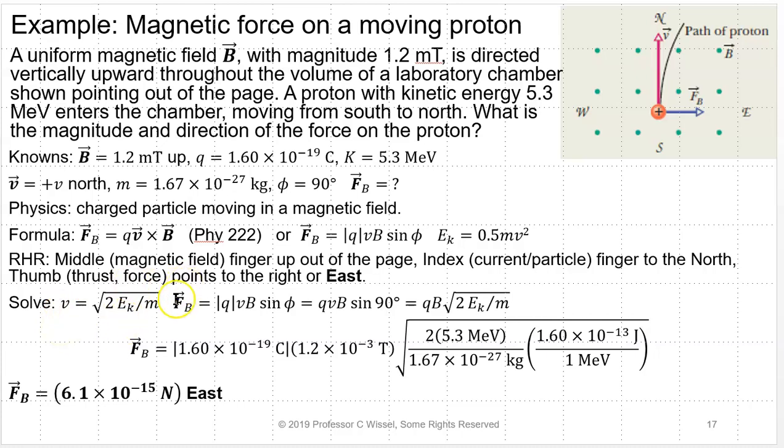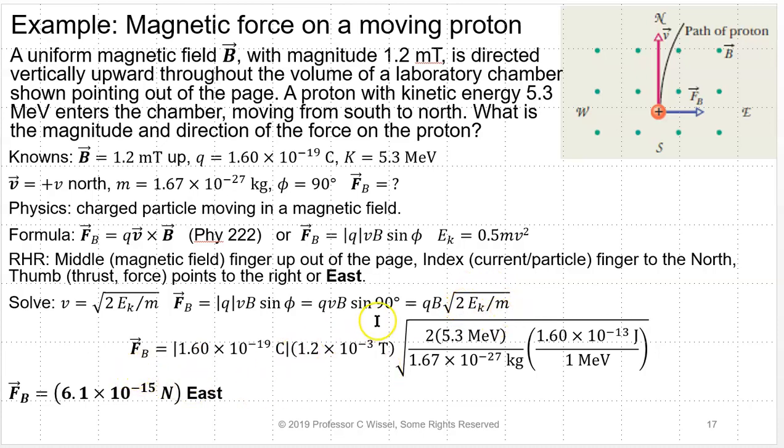Now we're going to solve for V. V equals the square root of the quantity 2Ek divided by m, where Ek is the kinetic energy, and m, of course, is the mass. FB is QVB sine phi, or QVB times sine of 90, and of course, sine of 90 is 1. So that equals QB times the square root of the quantity 2Ek over m.